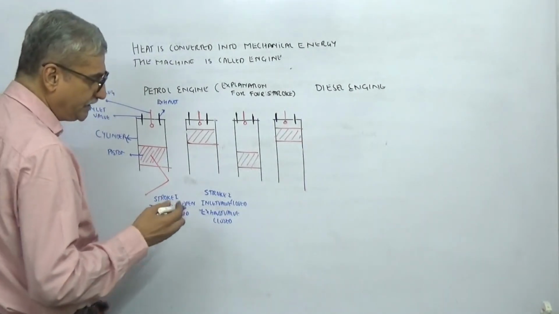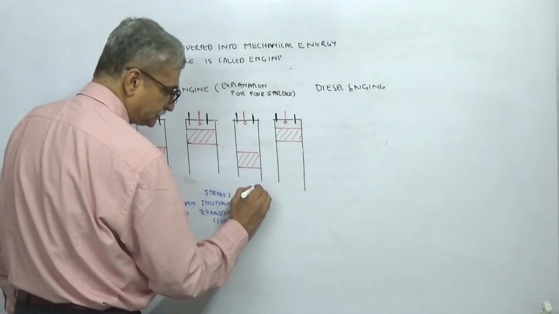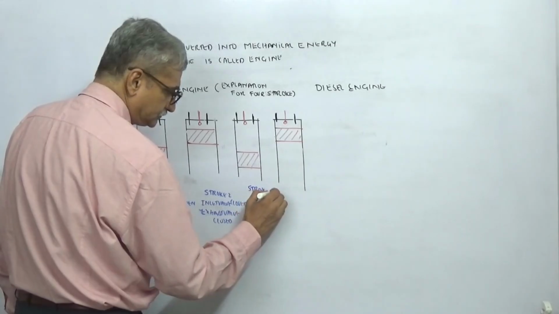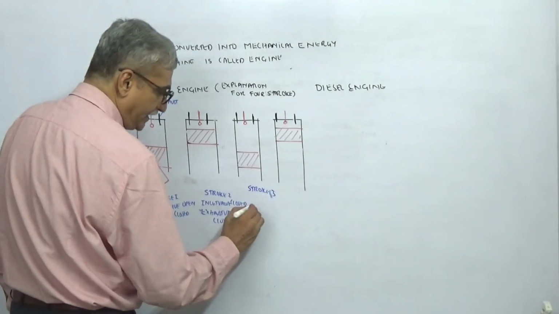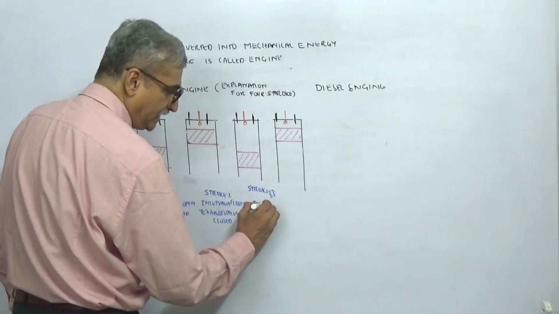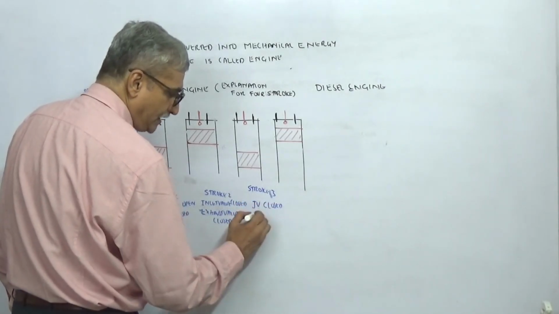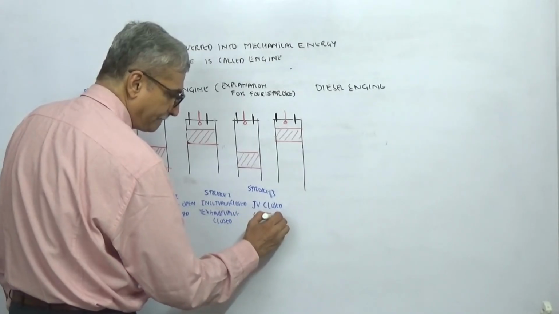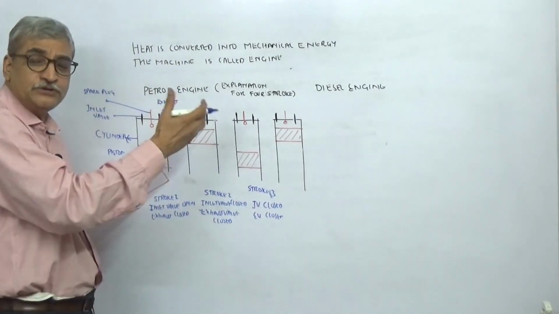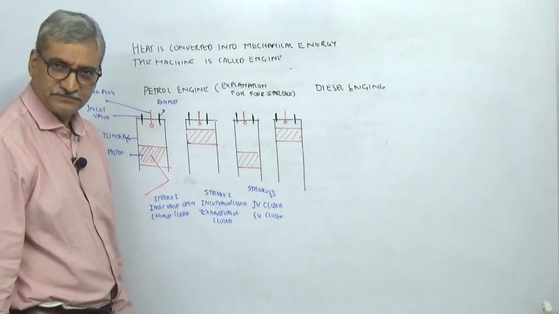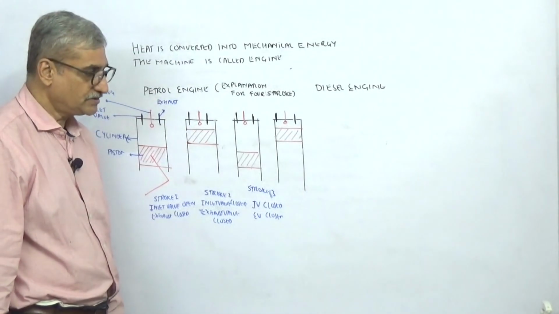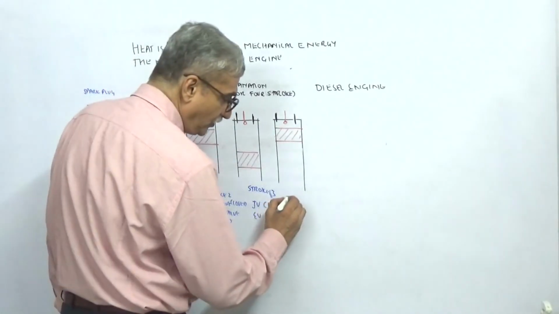So what is stroke 3? Stroke 3 is inlet valve closed, exhaust valve closed. That builds a huge pressure. When it builds a pressure, the piston goes down. That's the third stroke. Now what happens in stroke 4?